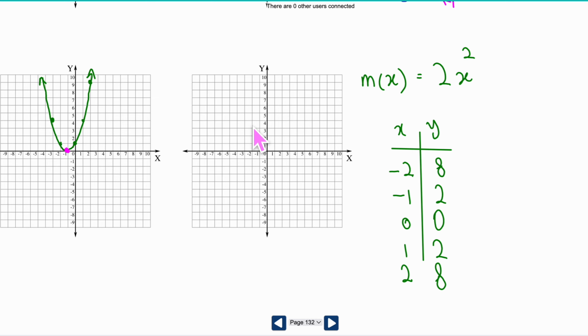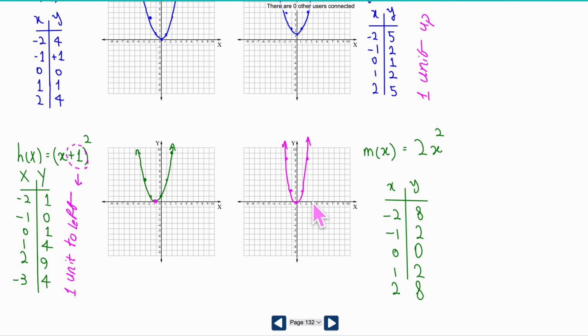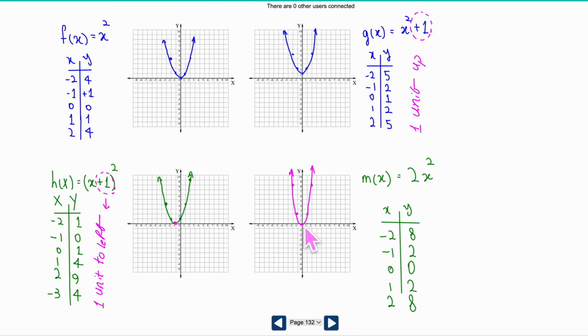We have -2 and 8 right here. -1 and 2, 0 and 0, 1 and 2, 2 and 8. Okay, let's take a look at the graph this time. The starting point didn't change. We're still at 0 and 0, or the origin. The only thing that has changed is for the graph, well, it has become a bit narrower. That's the main change here.